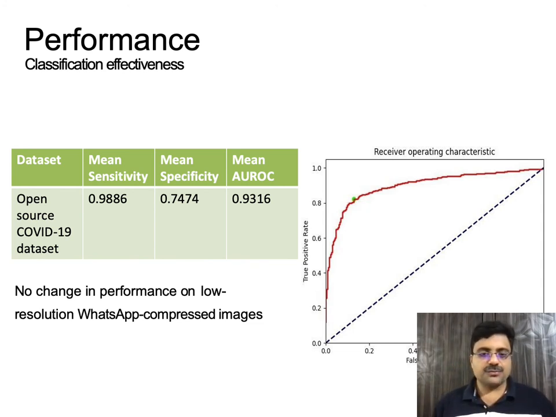Despite all of the challenges with model training, we were lucky to have achieved some decent metrics. More importantly, the performance stayed the same even on low resolution WhatsApp compressed images, which was an encouraging sign for us. The low specificity wasn't a particularly huge problem for a couple of reasons.